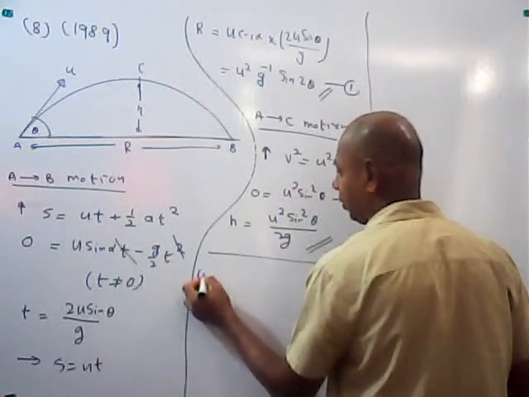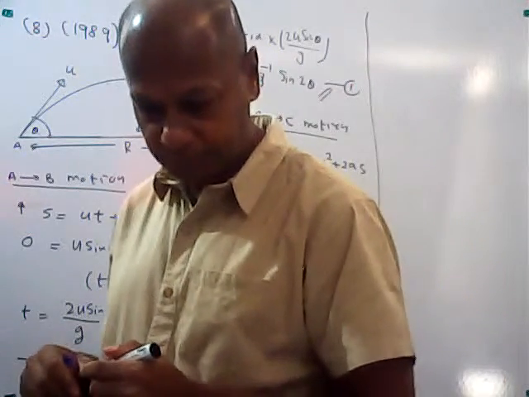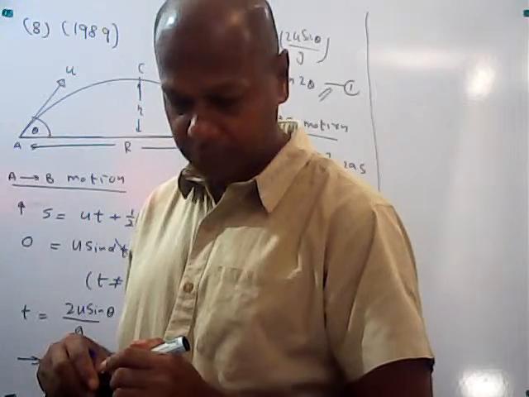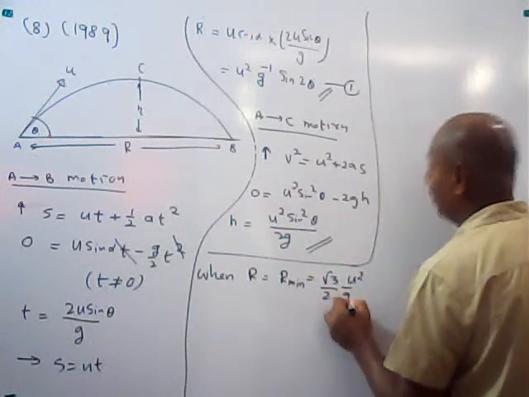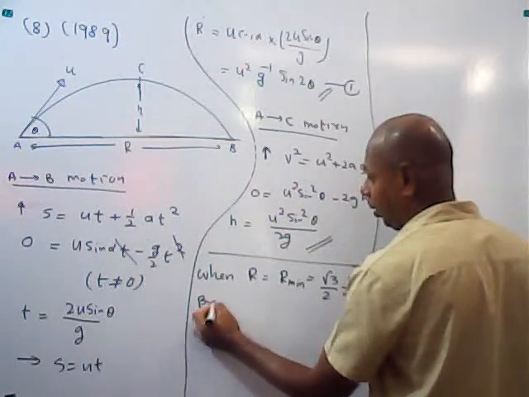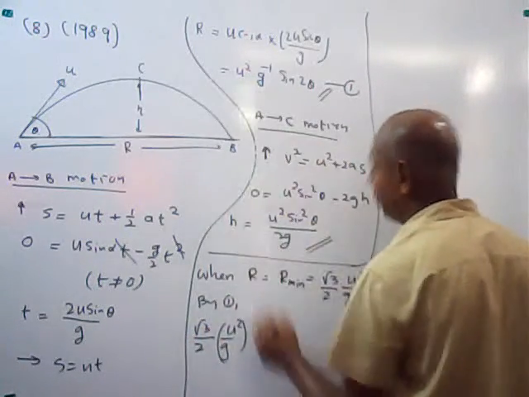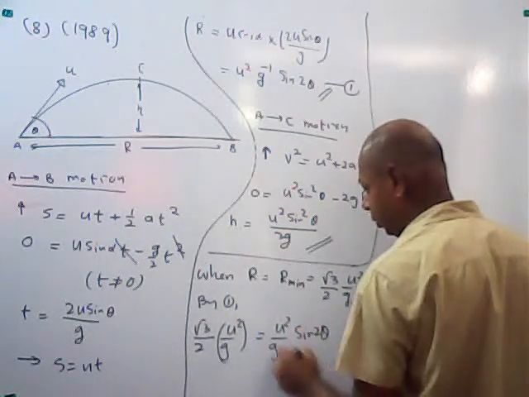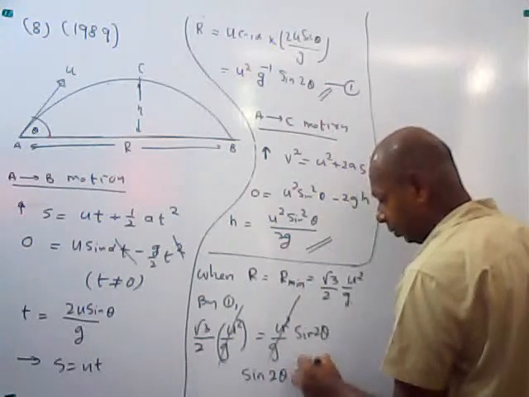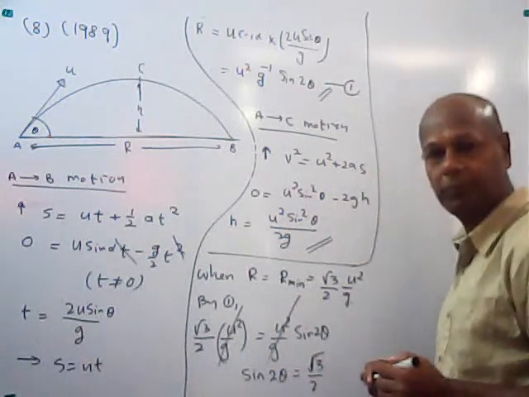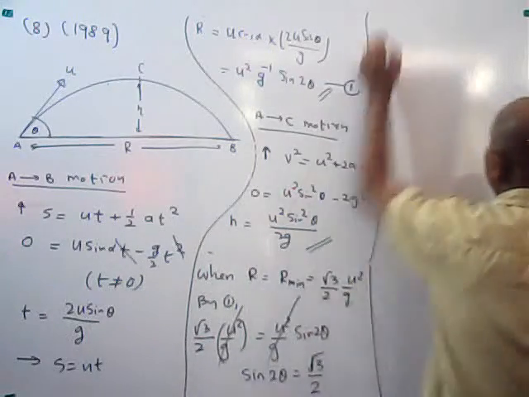Okay, when r equals r minimum, that's minimum is √3/2 u square over g. So substitute in 1, we will find the angle theta. By 1, for r we substitute √3/2 u square over g, equals u square over g sine 2 theta. U square over g get cancelled. We get sine 2 theta equals √3/2.